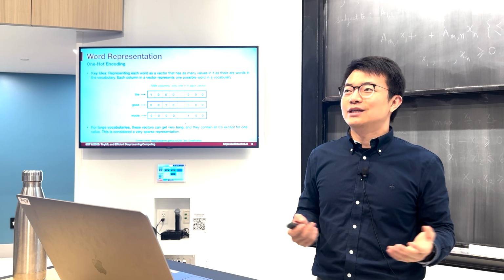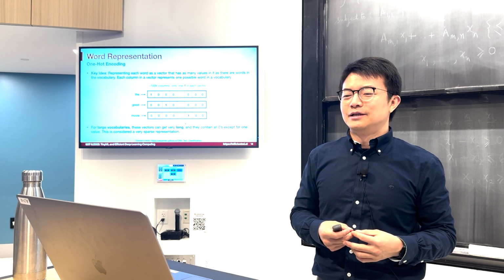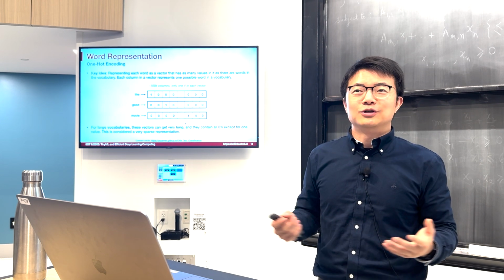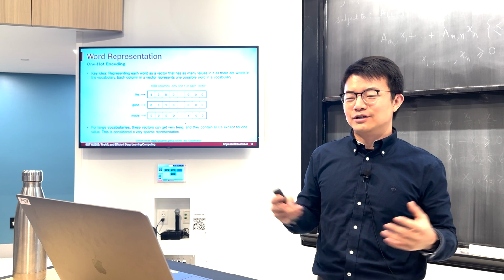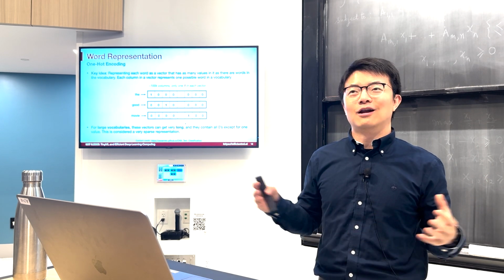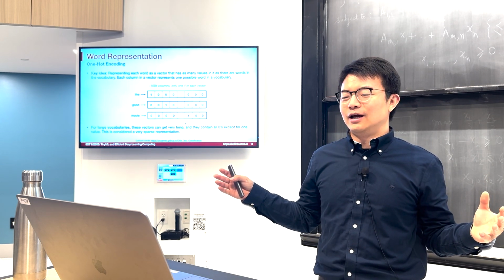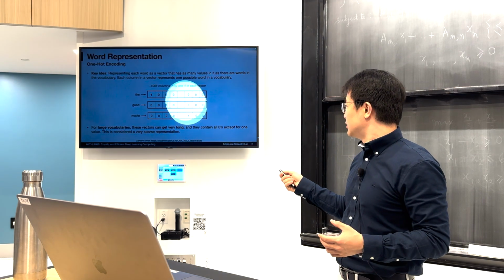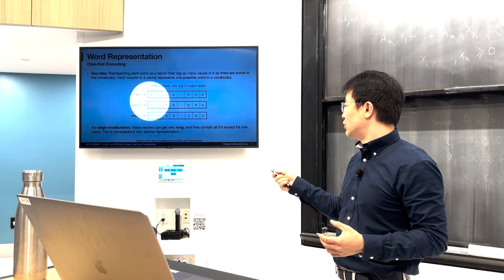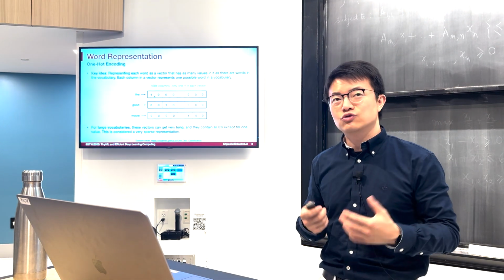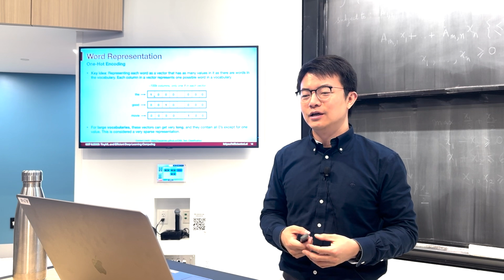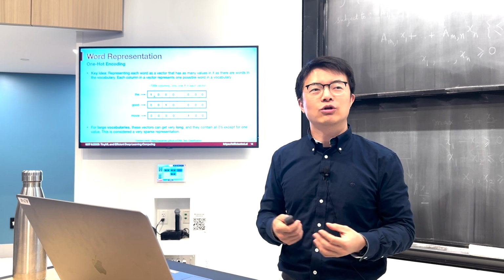Is this representation efficient? Actually, it's not, because the vector can get very long for a large vocabulary. And lots of them are 0. Actually, all of them are 0 except for only one value. Okay? It's a super sparse representation. You end up storing a lot of zeros.